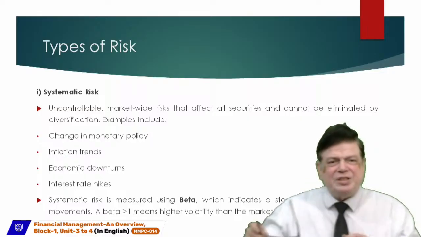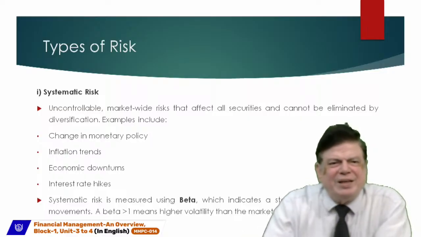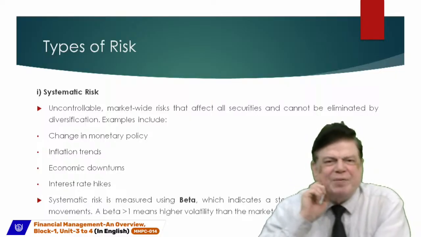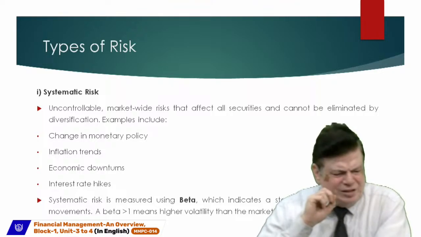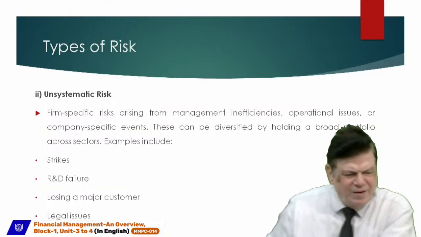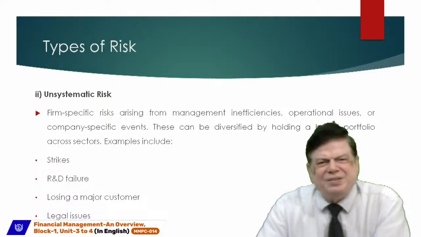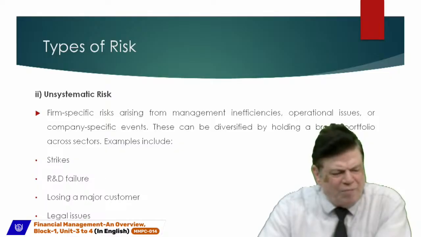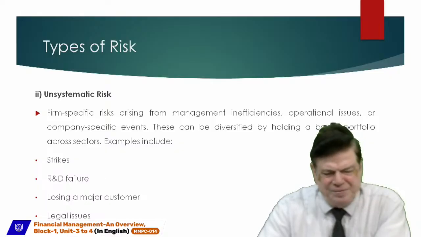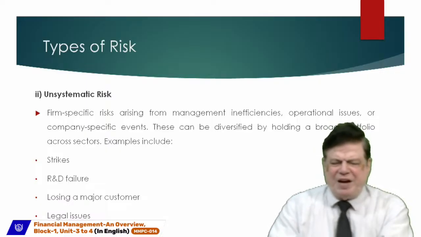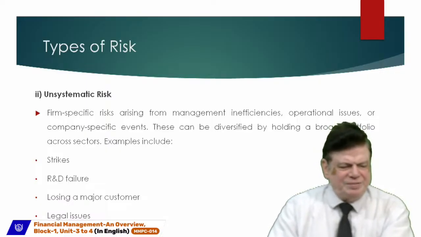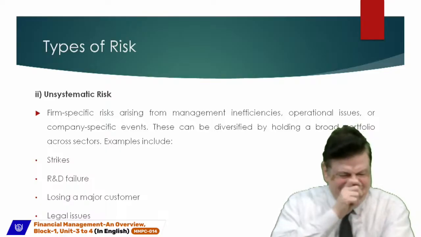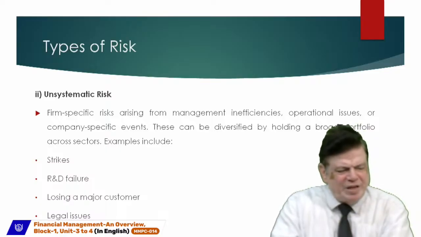Then we studied systematic risk. Systematic risk: uncontrollable market-wide risks that affect all securities. All securities are affected by this and it cannot be eliminated by diversification. Unsystematic risk is firm specific, arising from management inefficiencies, operational issues or company specific events. These can be diversified by holding a broad portfolio across sectors. The factors are strikes, research and development failure, losing a major customer, legal issues.